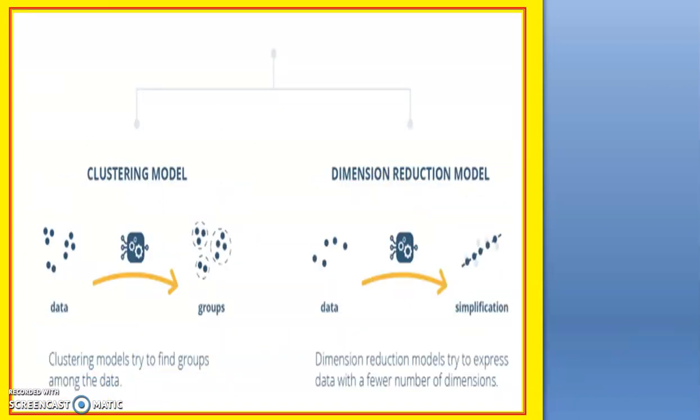Based on the type of data, unsupervised learning can be classified as clustering models and dimension reduction models. What are we doing in a clustering model? Whatever the data is, we try to make groups of it. So a clustering model tries to find groups among the data. And in case of a dimension reduction model, we have the data and we try to simplify it. So a dimension reduction model tries to express the data with a fewer number of dimensions.